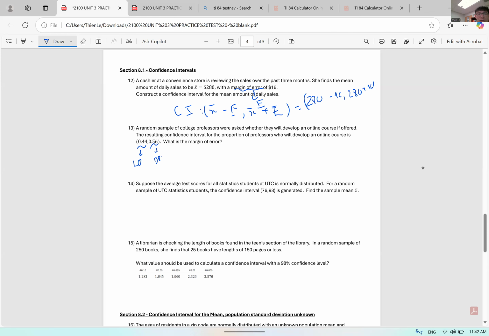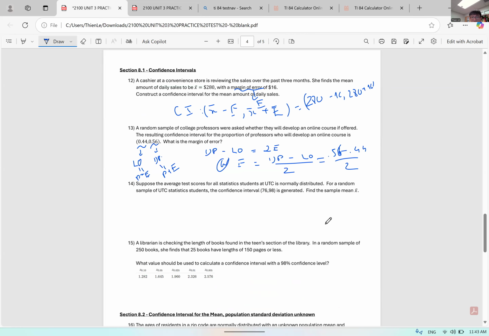If you remember the formula, we have a relationship between the point estimate and the confidence interval, right? In this case, we talk about proportion, so the upper is just P plus E, and the lower is P minus E. Now you can see that if you subtract lower from upper, you get 2E. So E will be upper minus lower, divided by 2, and E here is just the margin of error. So it would be 0.56 minus 0.44, divided by 2, which is 0.06. And we do have a solution here as well, right?